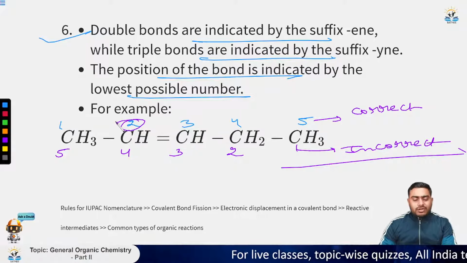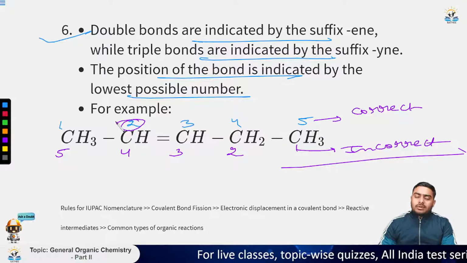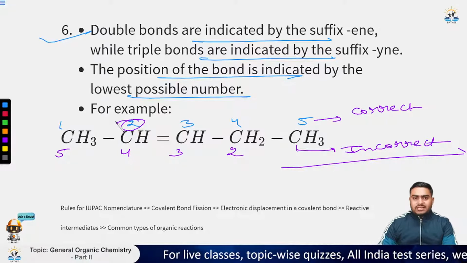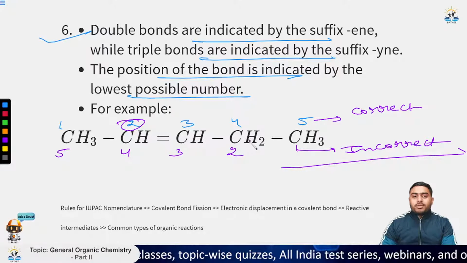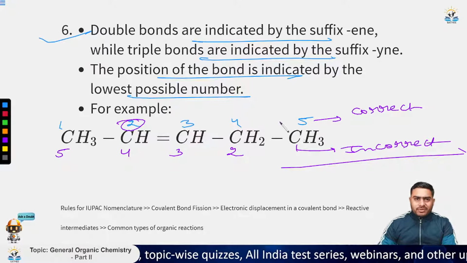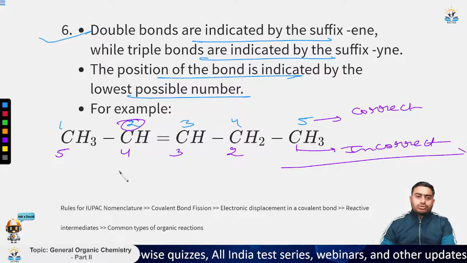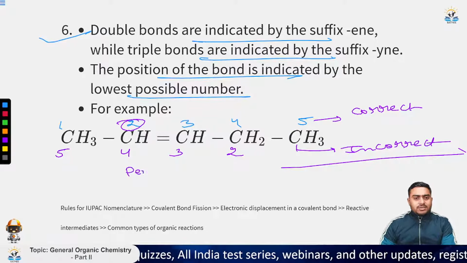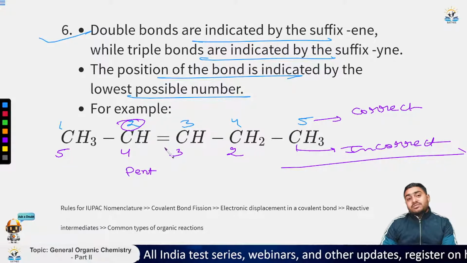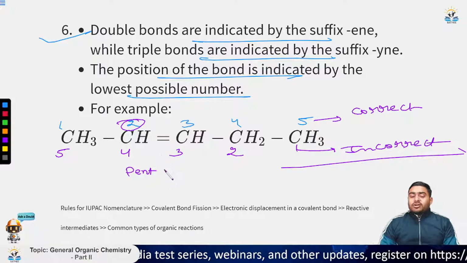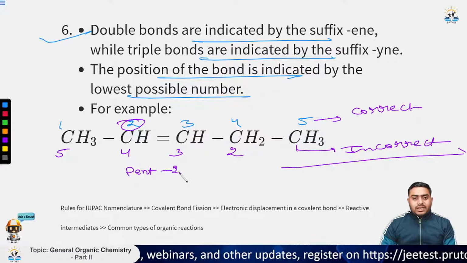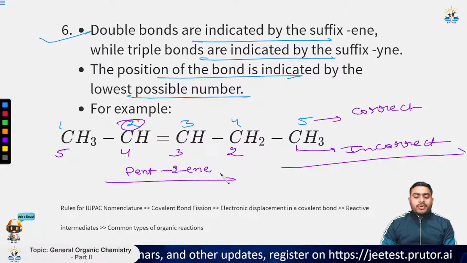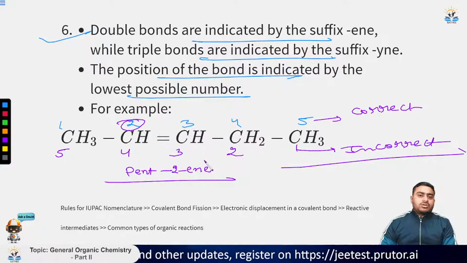We have to give multiple bonds, double bond, triple bond, functional groups or substituents the lowest numbers like this. Okay, so what will be the name of this compound? No prefixes here, only the word root. The word root is pent. Similarly, the suffix is here. The suffix is yne. What is the position of the suffix? 2. So pent-2-yne, like this. Okay, so let's go to the next.